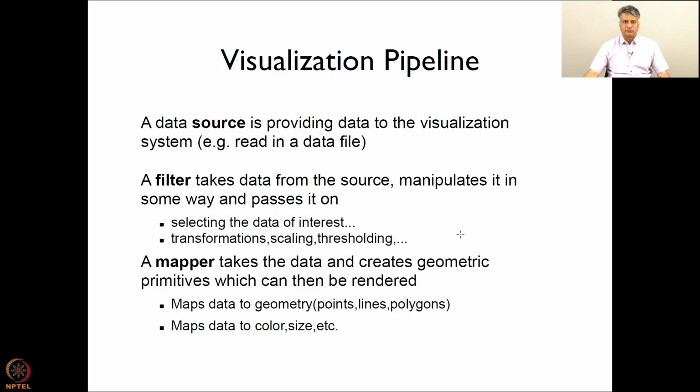So a source provides the data for the visualization system. Usually it's written in a file. It can come directly from your program as well. A filter then takes this data from the source, manipulates it in some way, and passes it on. You can do things like selecting the data of interest. You can transform it, you can scale it, you can threshold it. Then the mapper takes this data and creates geometric primitives which can then be rendered, something like points, lines, polygons, or colors.